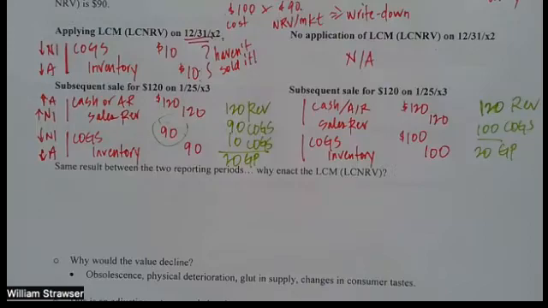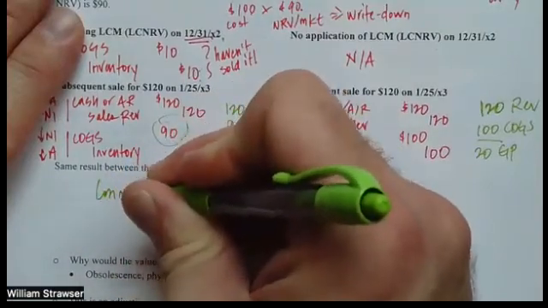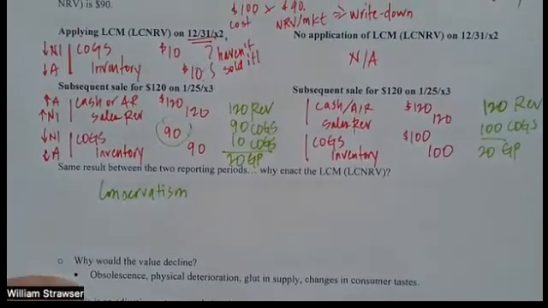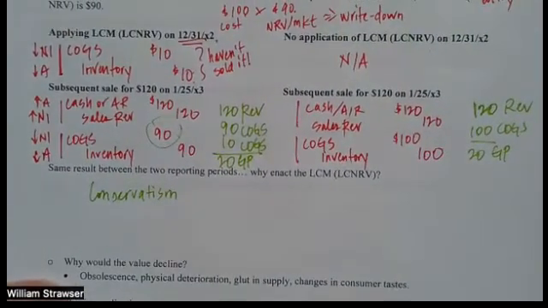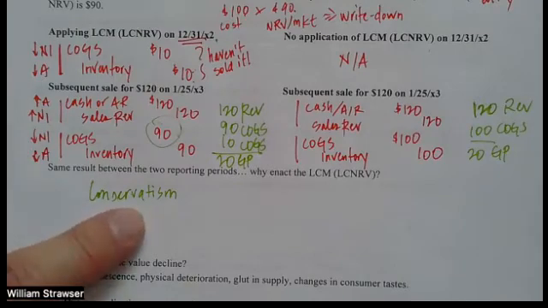Well, first, the overall idea is conservatism. And conservatism has a few consequences. It's overly simplified to say that when I have two options that are equally desirable, I choose the one that understates net income and understates assets.